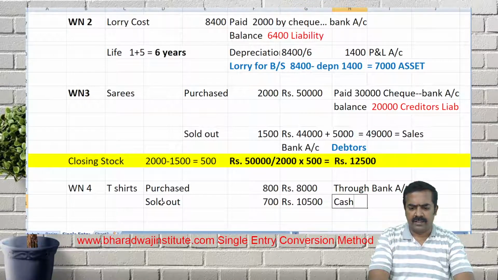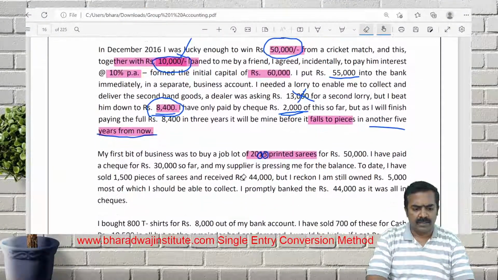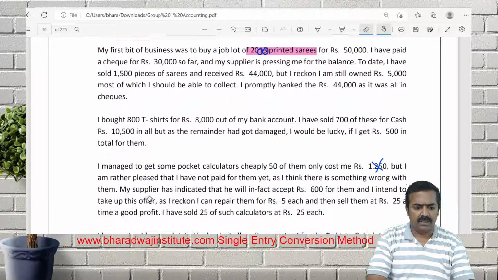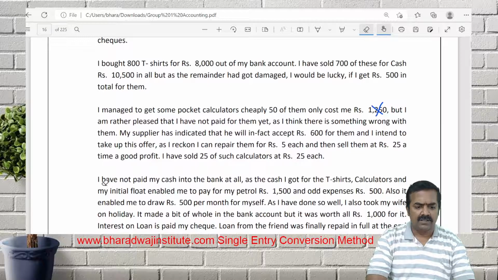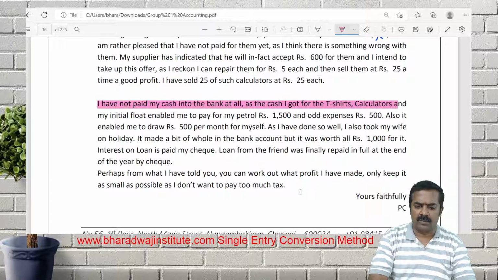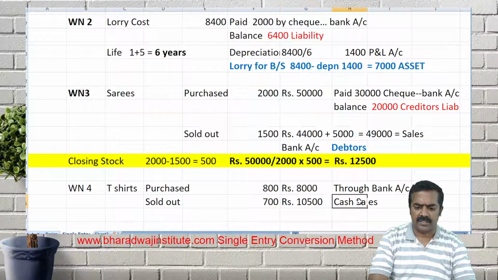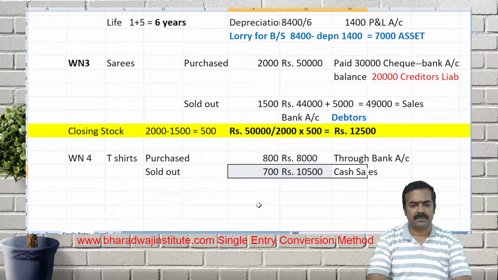10,500. The cash sales. Look at the last paragraph. I have not paid my cash into bank account at all. Read this. I have not paid my cash into bank account at all, as I got it for which one? T-shirts and calculators, which means the T-shirts are sold for cash. It's a cash sale. Nothing was deposited.